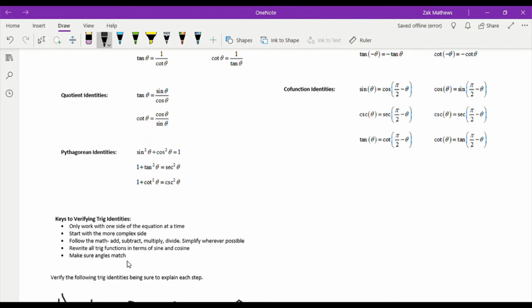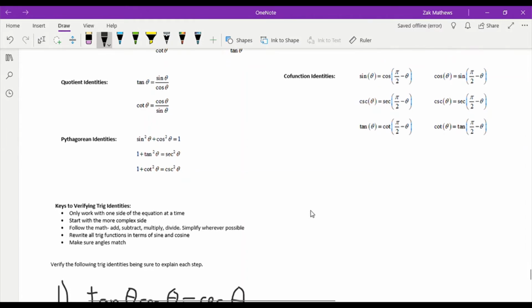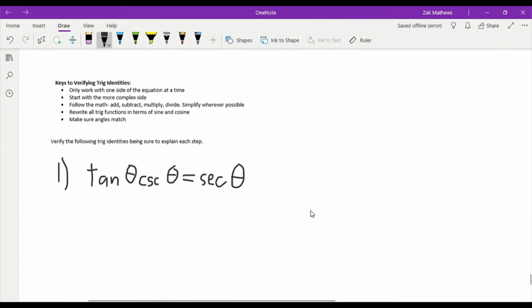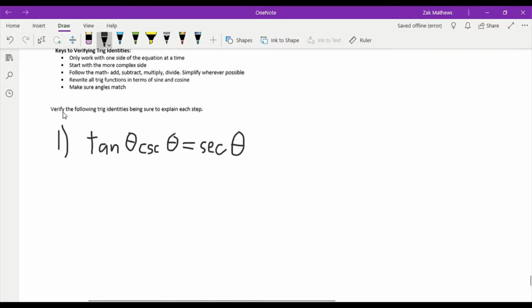And so right now, the only way we have really of messing with the angle is using our cofunction identities, but we're going to gain more tools as we go forward that will allow us to manipulate the angles. We're going to do several examples. I want to start very, very simple. So we're going to verify the following identity.